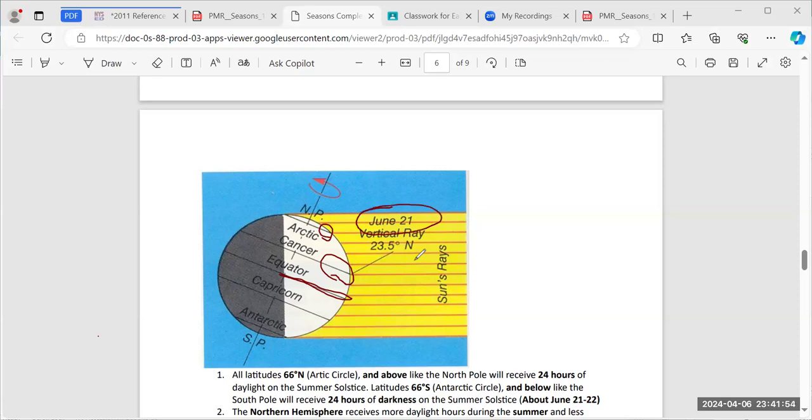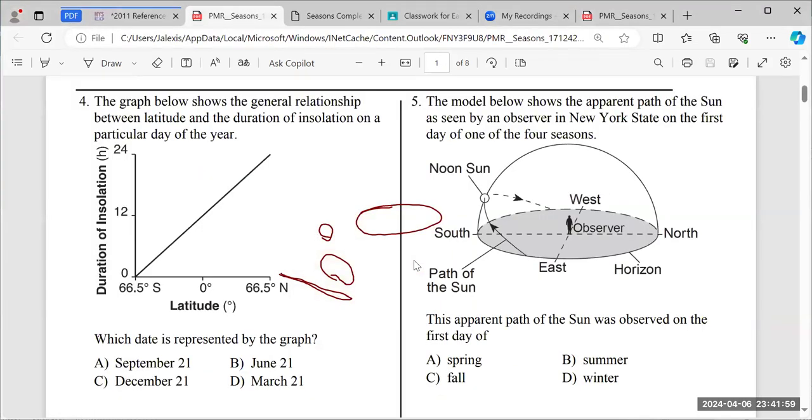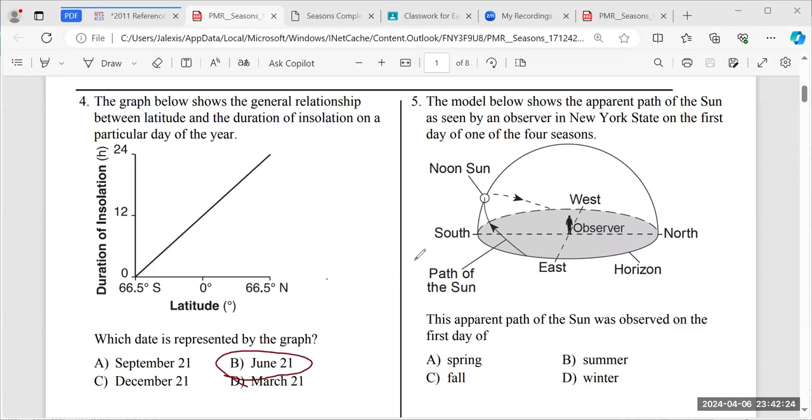And it makes sense. Why does it make sense? Because think about it. We know that what season do we get the most amount of daylight hours, right? During the summer. And if you're located above the equator, you're going to get more daylight hours during the summer. And you're going to get less daylight hours during when? The winter, right? And so that's the reason why the correct answer is June 21st, because that is when we're going to get the most amount of daylight hours during the summer solstice.